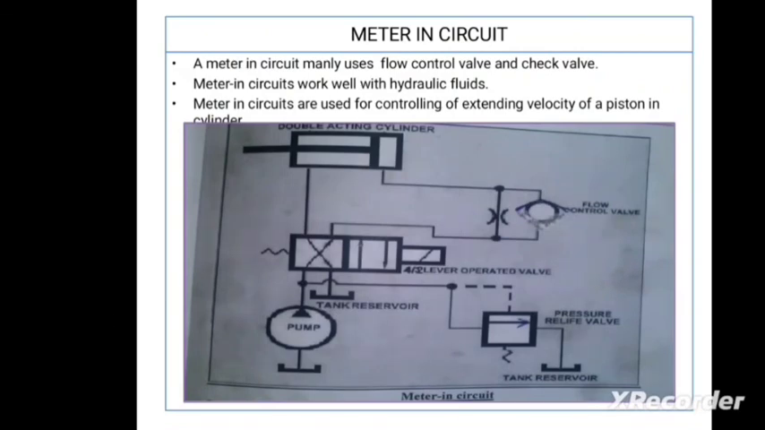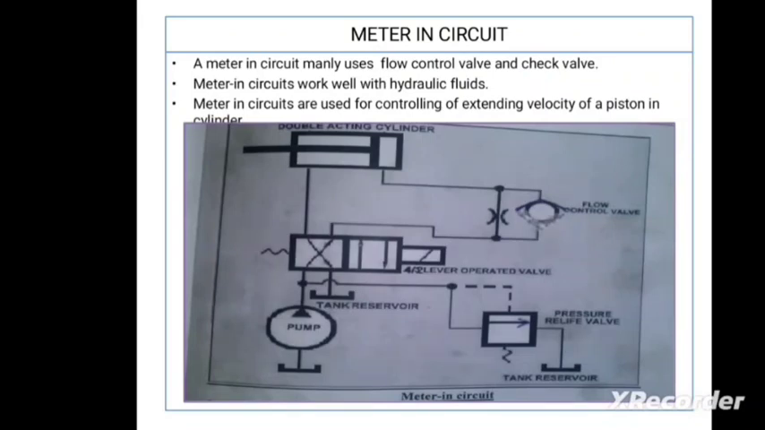Initially the oil is stored in the tank. With the help of the pump, the oil is pumped and transferred to the direction control valve. The direction control valve used here is a 4/2 direction control valve. From the direction control valve, the oil enters the FCV, that is the flow control valve, and then directly enters the right side of the cylinder. If oil enters the right side of the cylinder, the piston automatically moves from right to left. This stroke is said to be the extension stroke.